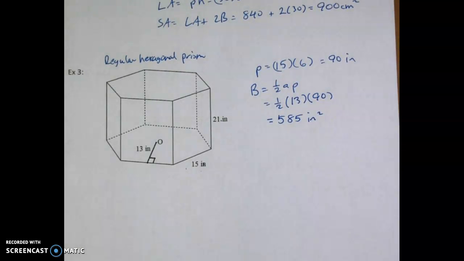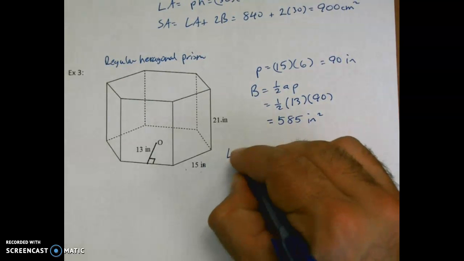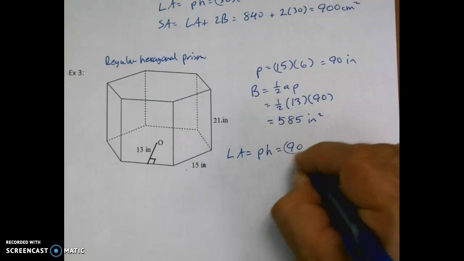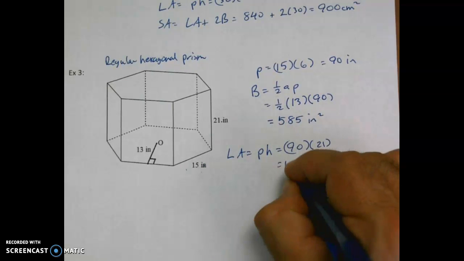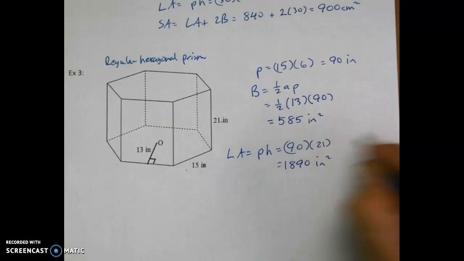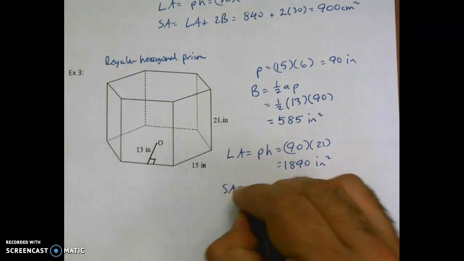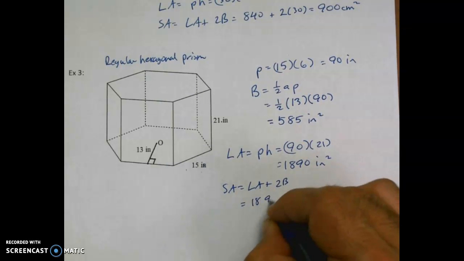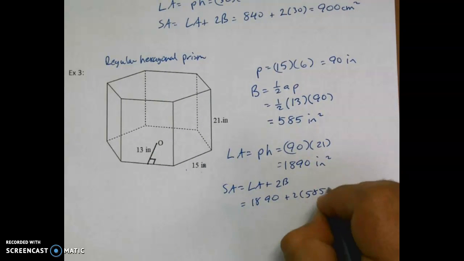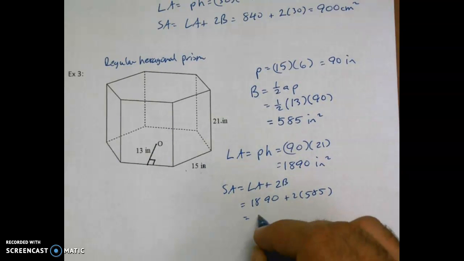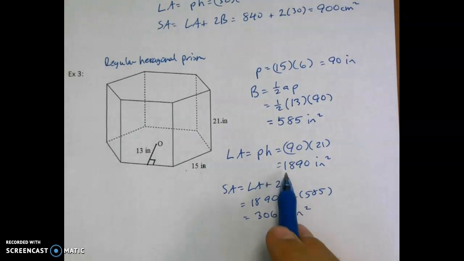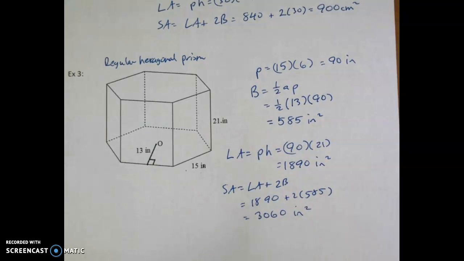Okay? So I've calculated the perimeter and the area of the base. Now I just need to use my lateral area formula, which is perimeter times height. So 90 times 21 is 1,890 square inches. Surface area is LA plus 2B, which would be 1,890 plus 2 times 585. Put it in the calculator, that ends up being 3,060 square inches. So I have a lateral area of 1,890, surface area of 3,060.